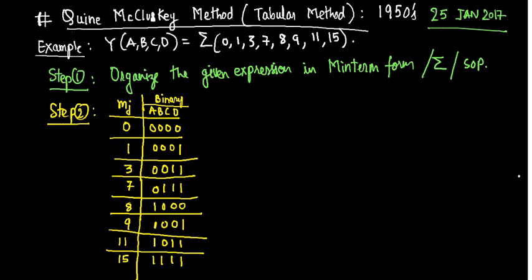Once you do that, step 3. Step 3 is to form groups of the number of ones. The number of ones is also called parity. Say for example, how many ones are there? Here 0. So form a group of zeros. Let it be a group number.